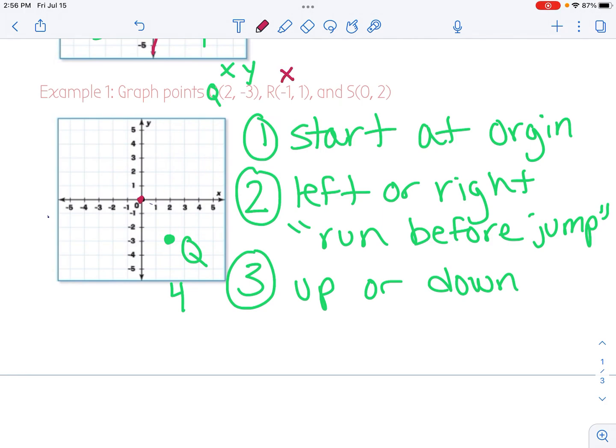My next point R, we're going to start at the origin, go left or right. Our x is negative 1. That means it's going to be to the left 1. Then my y, step 3, up or down, is positive 1. So I'm going to go up 1. So my point R is at (-1, 1), which is in quadrant 2.